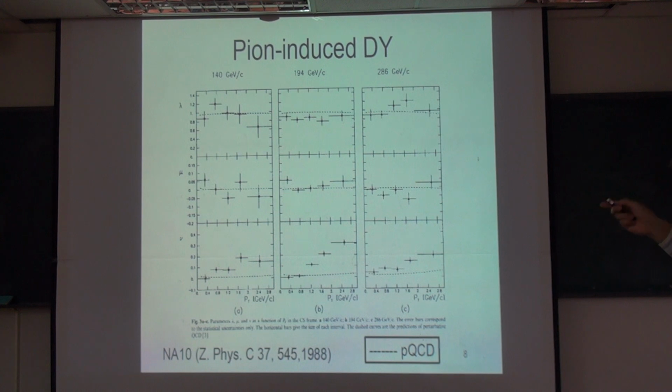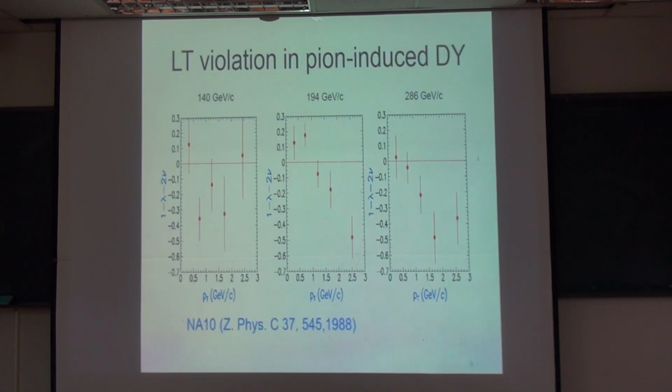I collected the pion-induced data in this plot. For different center-of-mass energies, you can see that lambda is about 1, mu is about 0, and nu indeed, more obviously, increases with PT. This dashed line means the fixed-order perturbative QCD calculation, so you can see that the perturbative correction is quite small. This slide was prepared by Wen-Chen Chang. From this slide, you can easily see that there is a strong deviation, which could reach minus 0.5.